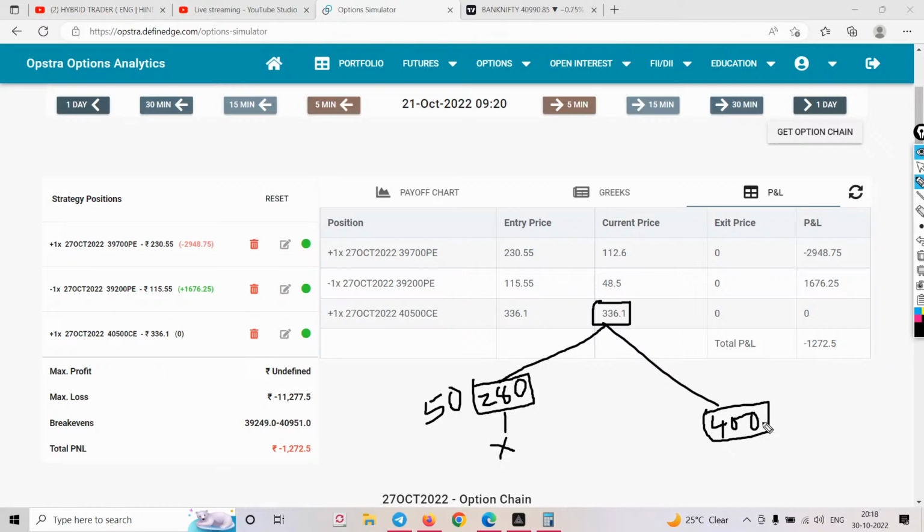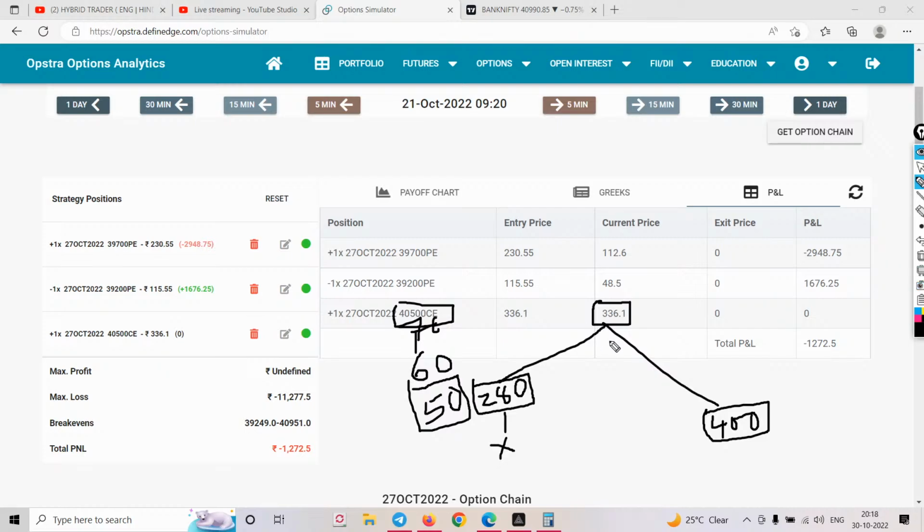Okay, simple, right? You can go for 40,400 also, or 40,300, but I'm just taking a hypothetical example. I'm just going at the ATM because I know my risk is only 50 points. I'm not going to take the bigger risk. If someone is very aggressive, you can go for 60 points. If someone is more aggressive, you can go for 70 points. It all depends on your trading style.